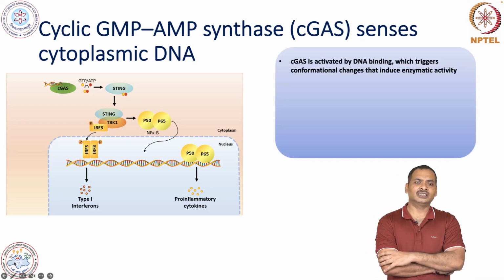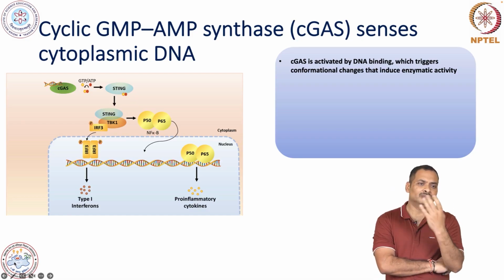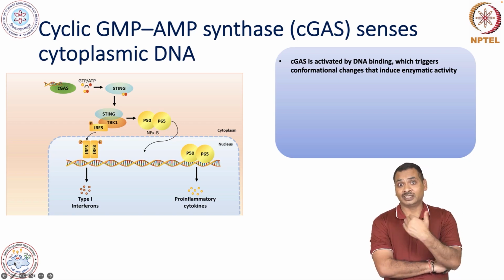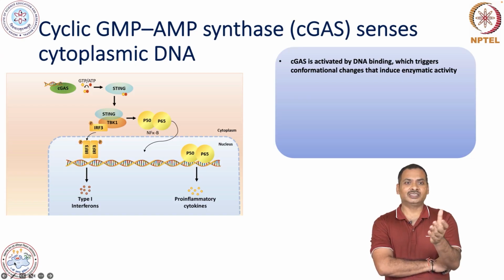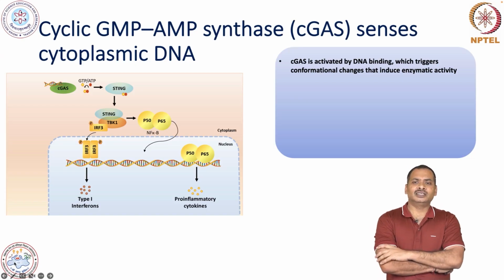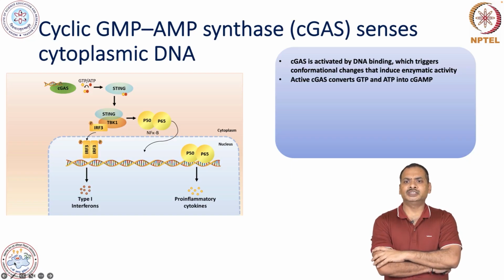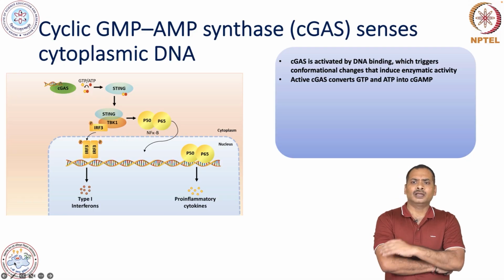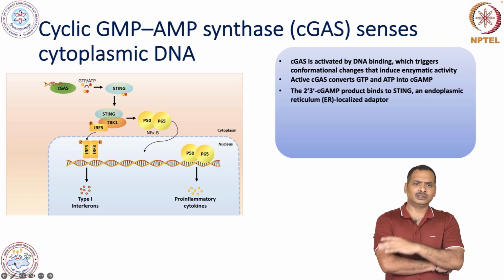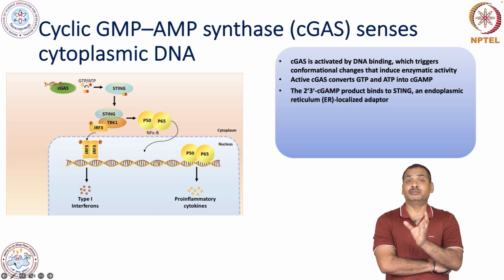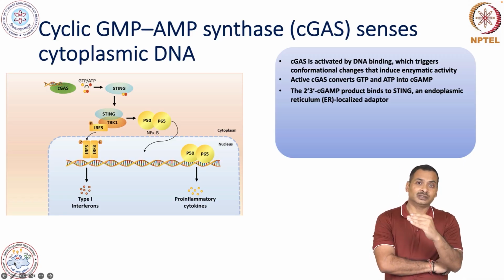Here you can see that cGAS binds with a DNA molecule, and this triggers a conformational change that induces the enzymatic activity. So, you can understand this is an enzyme. This enzymatic activity converts GTP and ATP into cGAMP, which is basically the 2'3' cGAMP product, and it binds with the STING which is present.